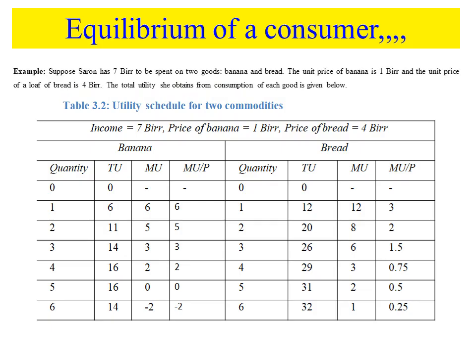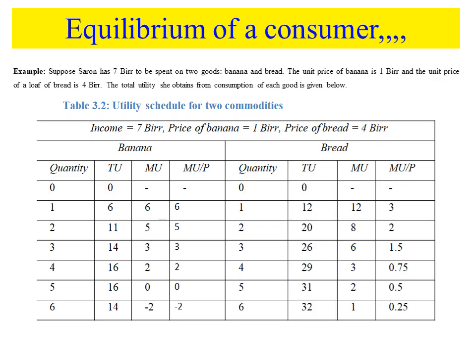Let us see the example. Suppose Sharon has 7 birr to be spent on two goods, banana and bread. The unit price of banana is 1 birr, and the unit price of a loaf of bread is 4 birr. The total utility she obtained from consumption of each good is given below. So let us compare by considering our income, or our budget constraint. We can get it by using two formulas.